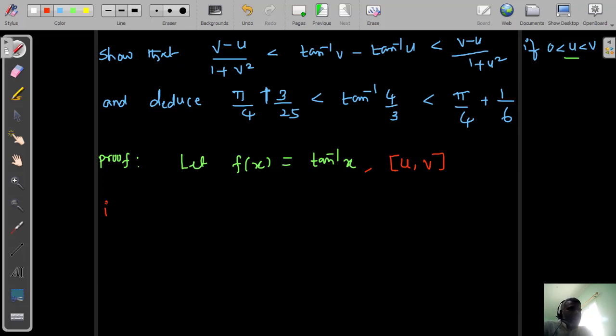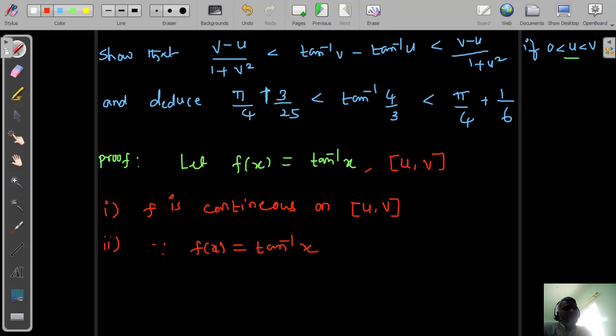Now check the first condition, continuity. Clearly f is continuous on the closed interval [u, v]. The first condition of Lagrange's mean value theorem is satisfied. Now differentiability. f of x equals tan inverse x, so differentiate: f dash of x is 1 by 1 plus x square, the derivative of tan inverse x, which means the derivative exists. Therefore f is differentiable on the open interval (u, v).